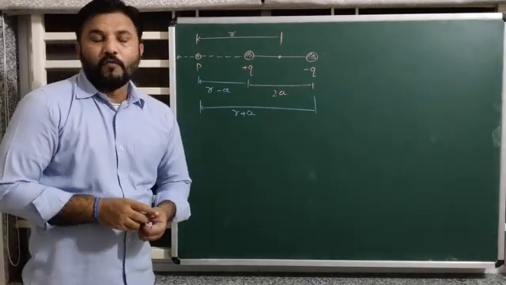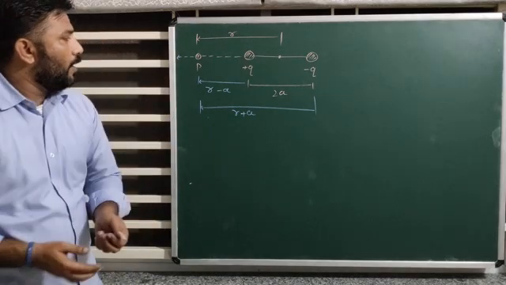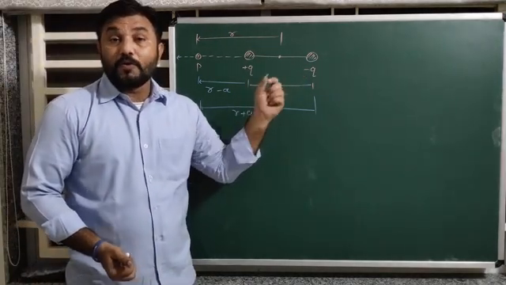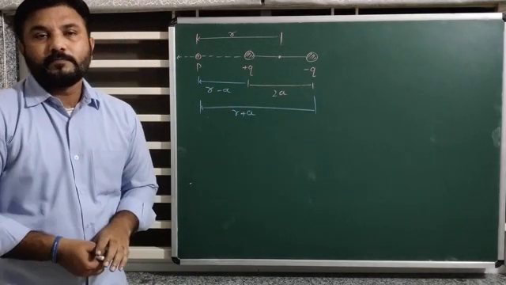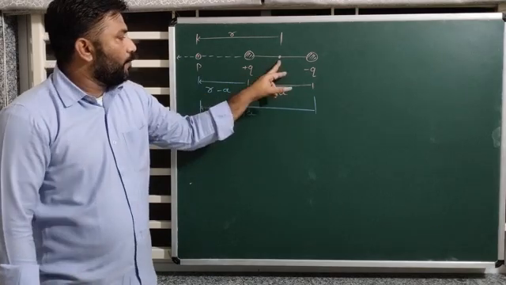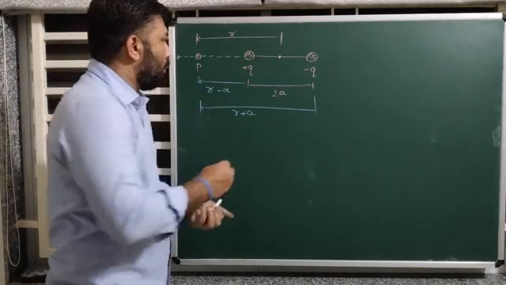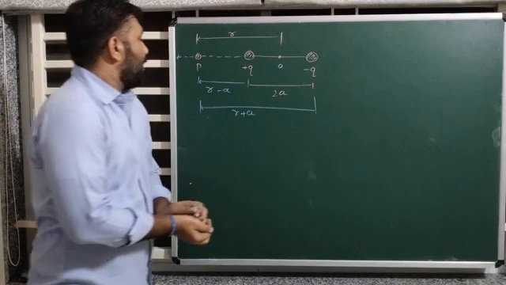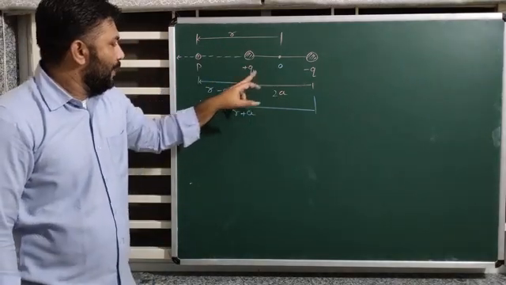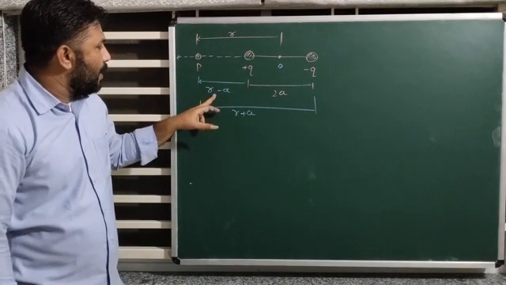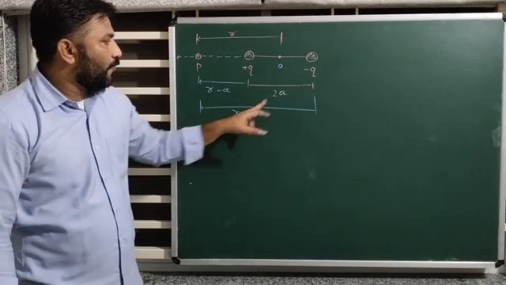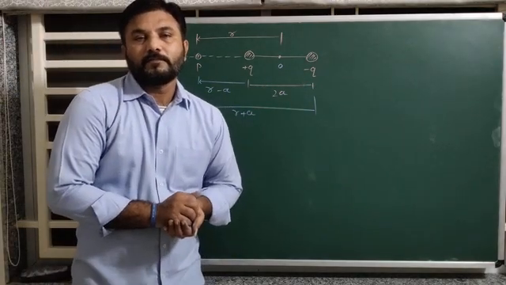How to write? What to write? As shown in the figure, consider a dipole having dipole moment p equal to 2aq. Consider a point P from the center of the dipole. Point P is at a distance r from the center of the dipole, at a distance r minus a from the plus q charge, and r plus a from the minus q charge.